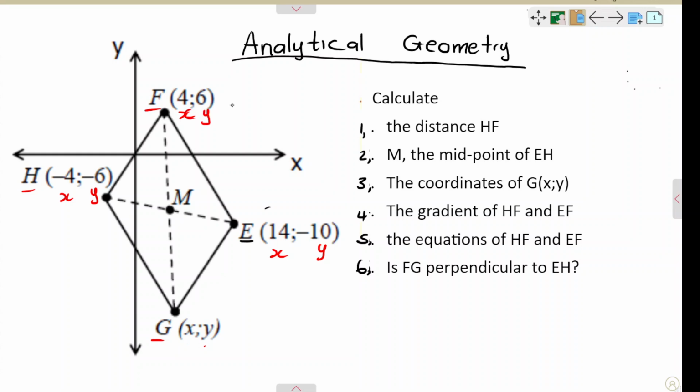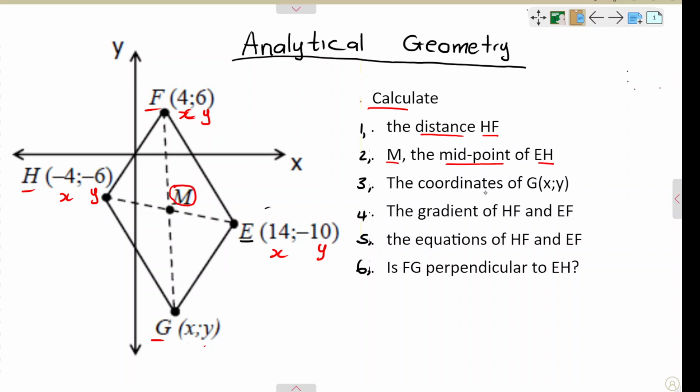So this is a quadrilateral, it can be a parallelogram, but these are the questions that we are going to look at. There are 6 questions based on this diagram. Number 1, calculate the distance HF. Then number 2, calculate M, which is the midpoint of EH.